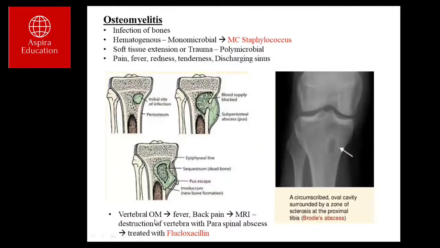In vertebral osteomyelitis, the patient can have fever, back pain, and MRI may show destruction of the vertebra with some paraspinal abscess. You have to treat with flucloxacillin. Remember it's Staph aureus, so you're going to give gram-positive coverage, and one of the important drugs against gram-positive is the aminopenicillin. Aminopenicillins such as flucloxacillin or ampicillin or amoxicillin have an extended spectrum of activity.